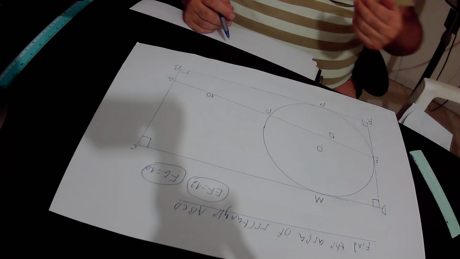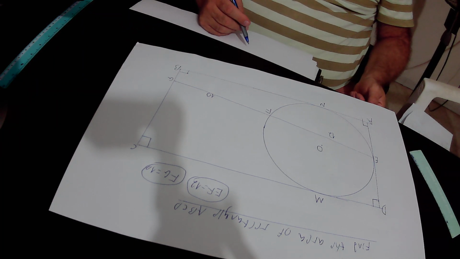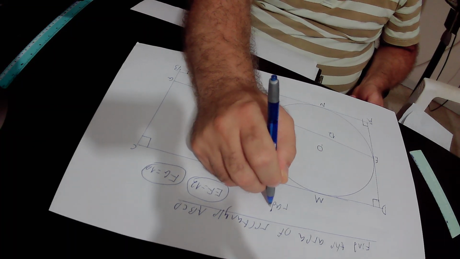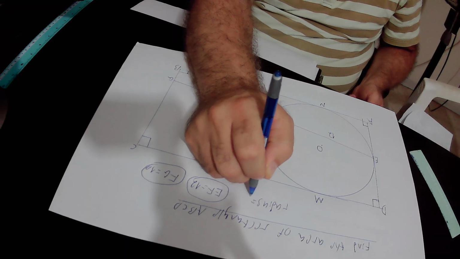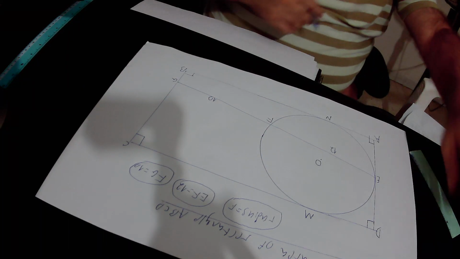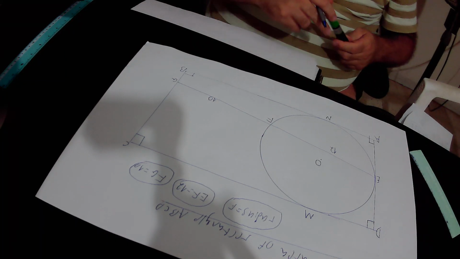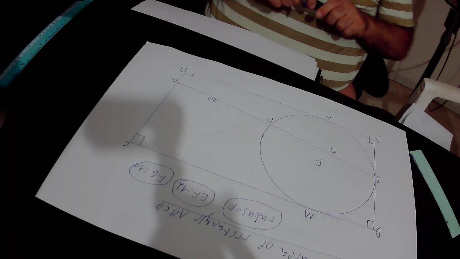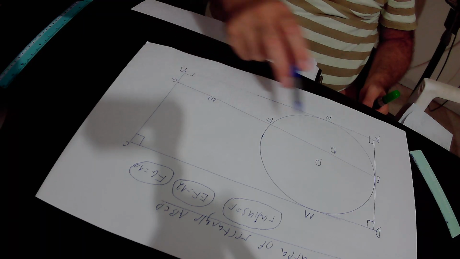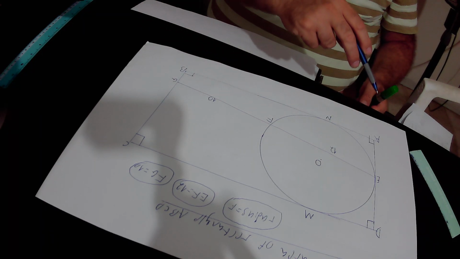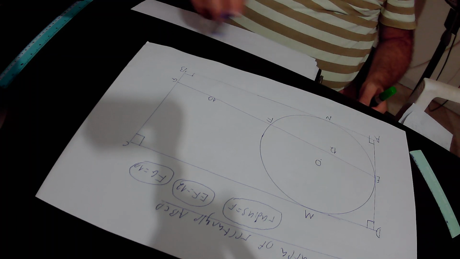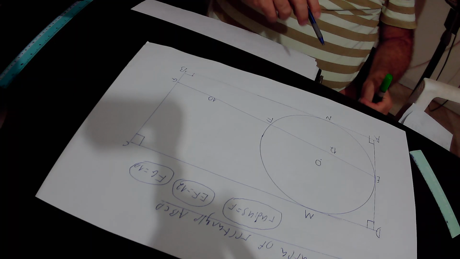We define the radius of this circle as R. And point O is the center of this circle. Point M is the point of tangency of tangent DC with this circle. Point E is the point of tangency of tangent AD with this circle. And point N is the point of tangency of tangent AB with this circle.